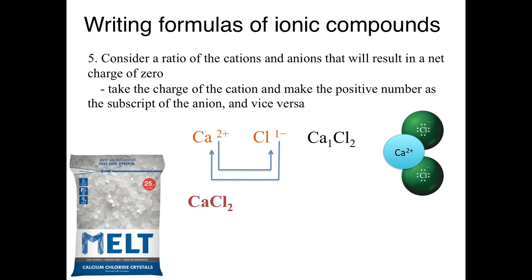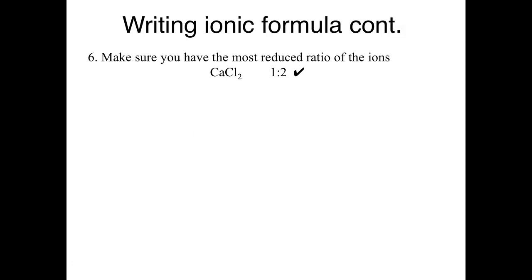Again, getting rid of that 1, we come to our same conclusion that the formula is CaCl2. So this trick will work most of the time. Where it doesn't work is when you have a ratio that is not in its most reduced form. In our last example of CaCl2, a ratio of 1 to 2 is the most reduced ratio possible.